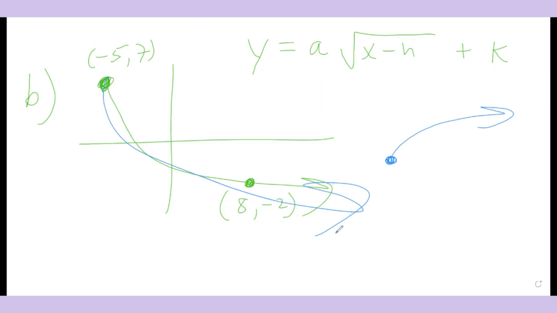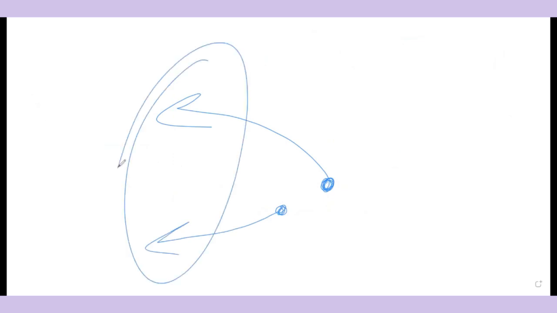Now, really quickly, what if you had a situation where the graph was a square root, but it pointed left, whether it's up or whether it's down? In that situation, when it points to the left, you want to use this model. Y equals A square root of H minus X plus K. See, it's kind of backwards from example B.